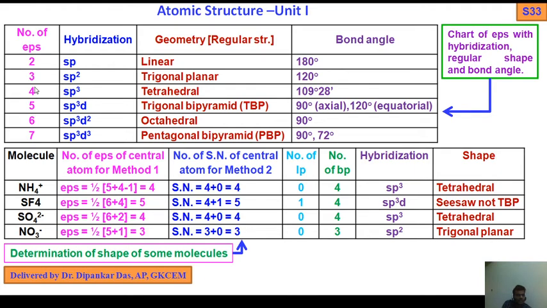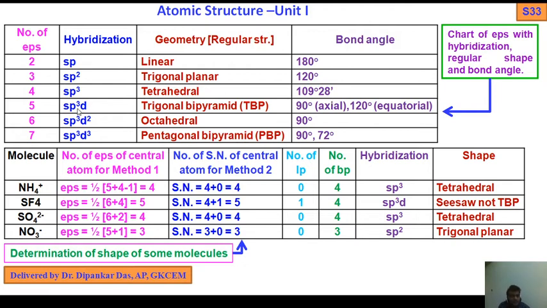If the number of EPs is 3, then s power 1, p power 2. Because p has 3 sub-orbitals, px, py, pz, the maximum power of p is 3, and the maximum power of d is 5. So s power is 1, and here sp2, 2 plus 1, that is 3: trigonal planar, bond angle 120 degrees. For sp3, 1 plus 3, tetrahedral, bond angle 109 degrees 28 minutes.